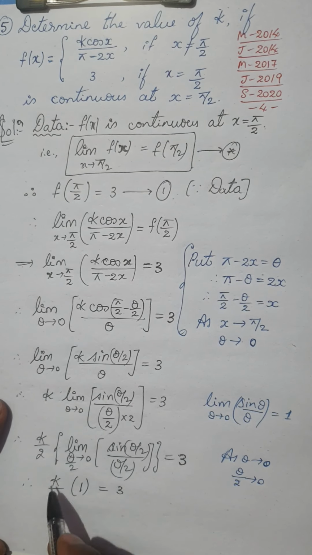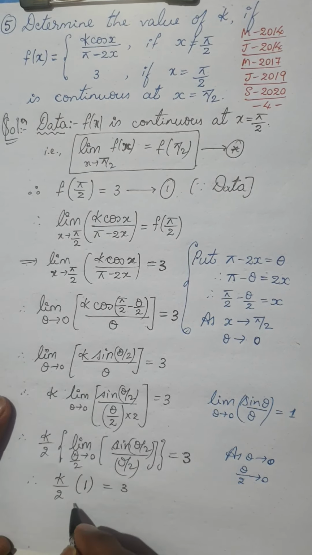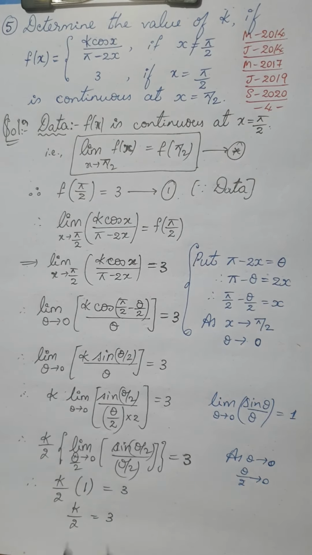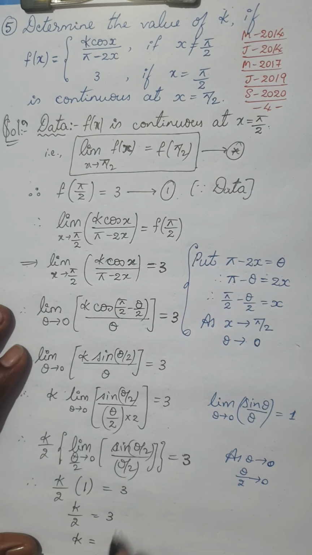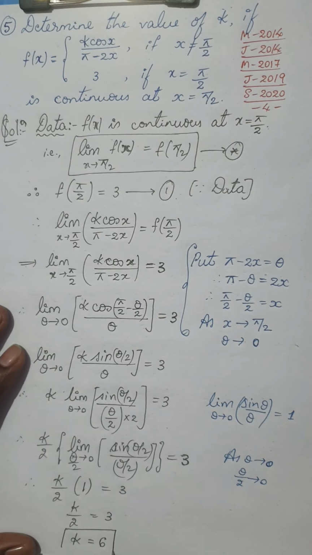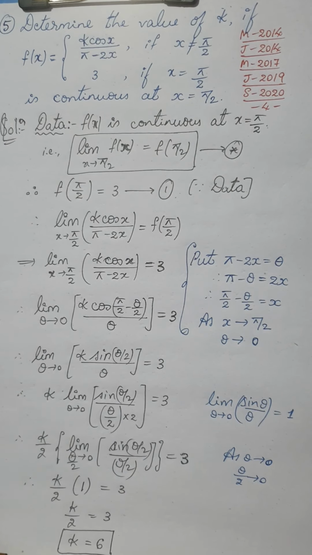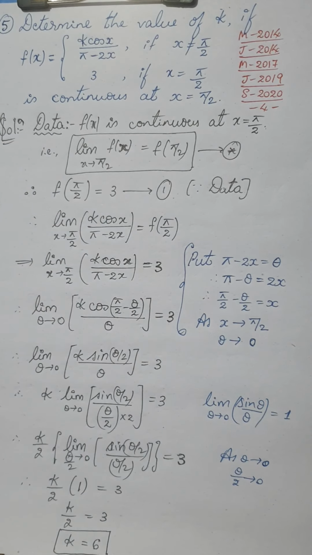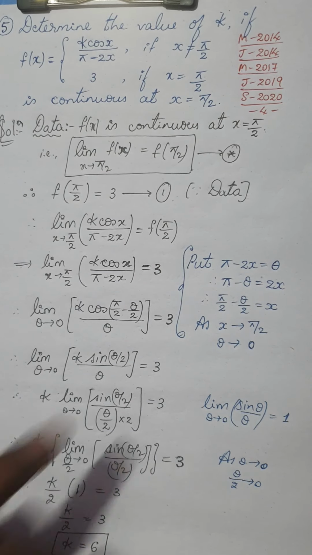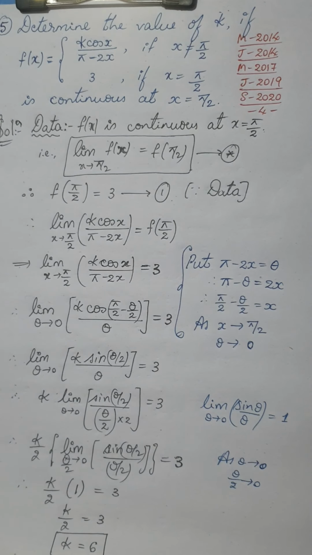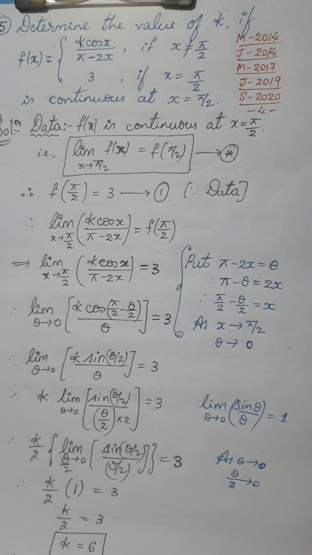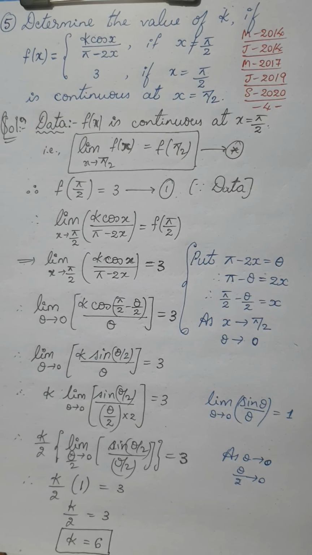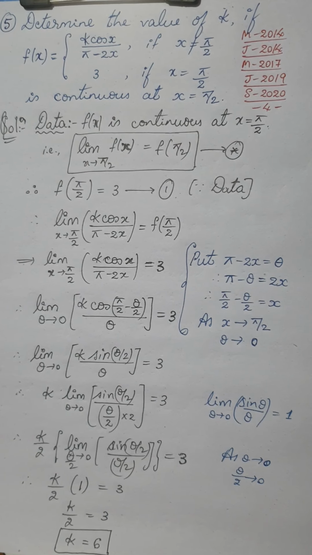So now you cross multiply. k by 2 into 1 is nothing but k by 2 itself. So I'll get k by 2 is nothing but 3. Finally, if you cross multiply, I will get k is equal to 3 into 2, that is nothing but 6. This is the procedure and the solution for the above given function, which will give you 4 marks. Remember, this has been asked the most number of times, so there are chances of this question being asked this year also. Practice this clearly so that you can easily solve these problems.